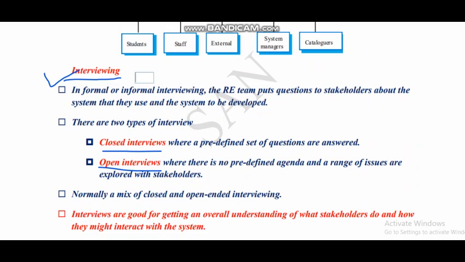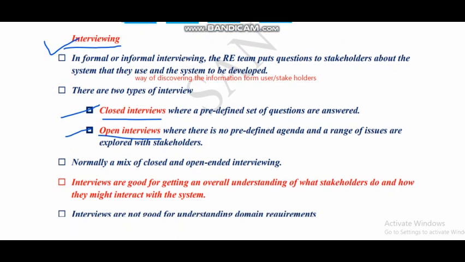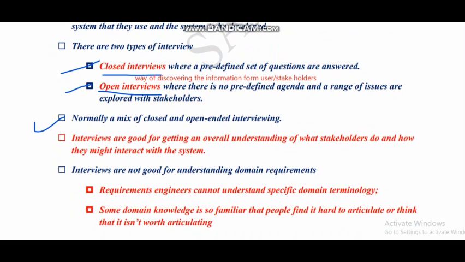Are you getting that? So this is a way of discovering the information from users or stakeholders. You saw that there are different kinds of stakeholders, so interviewing is one way of collecting the information. There are two different ways of interviewing: closed interviewing and open interviewing. You can go for either of them, or you can also have a mix, sometimes structured, sometimes unstructured interviews.